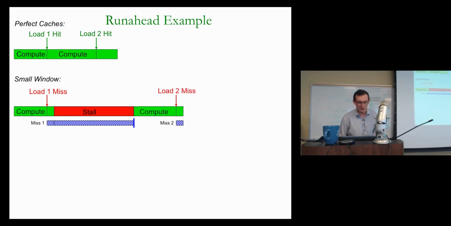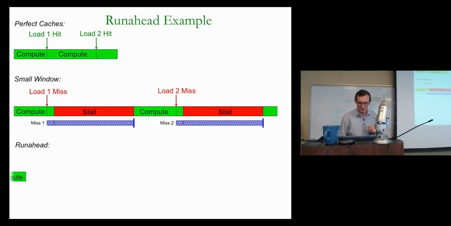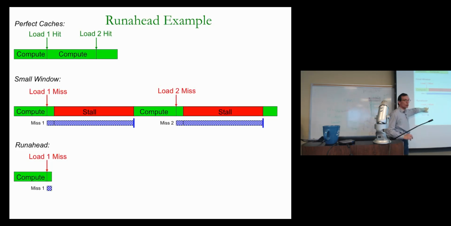And you can continue fetching instructions until you get a load to miss. Same thing happens after that, right? So the idea of run-ahead execution is, instead of stalling when you get this long latency cache miss, when this long latency cache miss instruction becomes the oldest instruction in the window, you take a checkpoint.